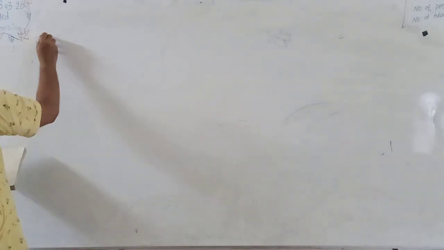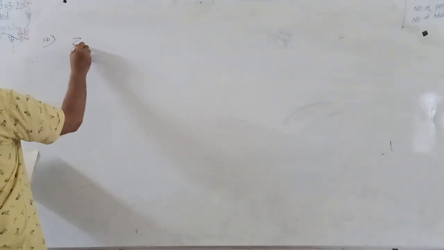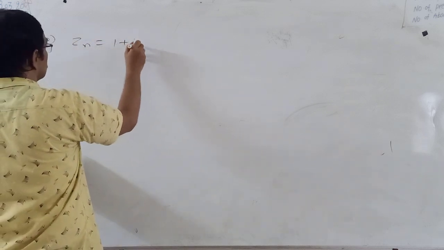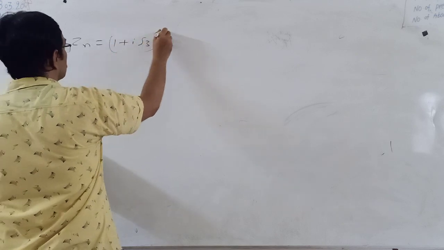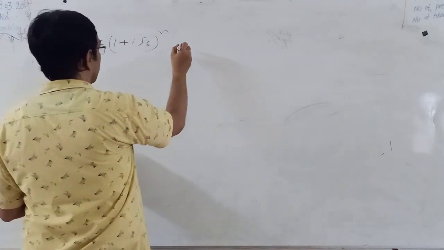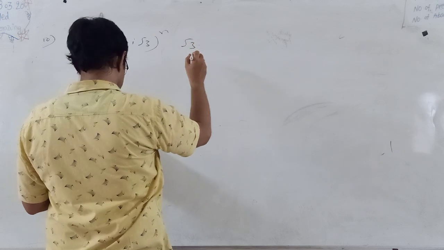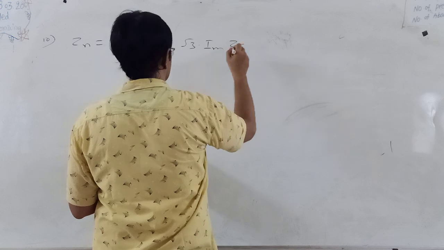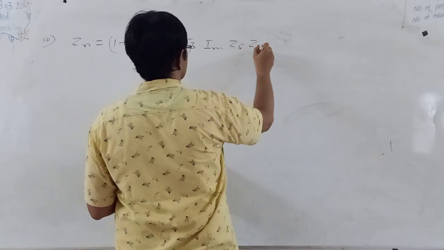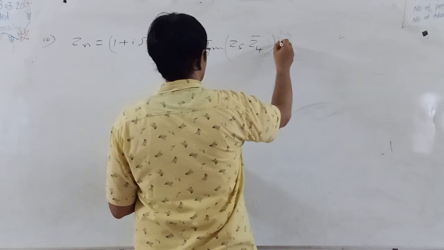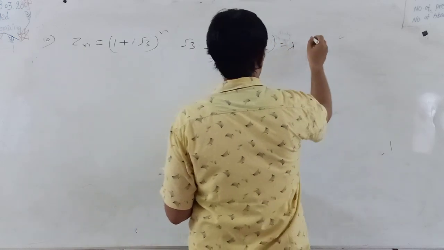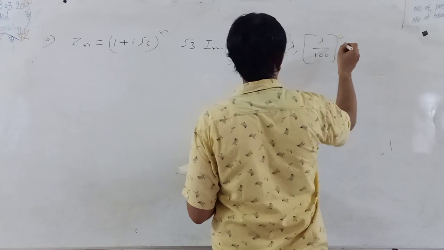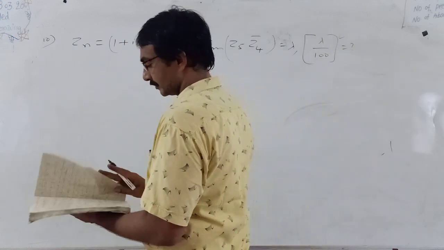See the 10th one. If Zn is defined as (1 plus i root 3) whole power n, and root 3 into the imaginary part of Z5 into Z4 bar equals lambda, then step of lambda by 100 equals, an integer type problem.